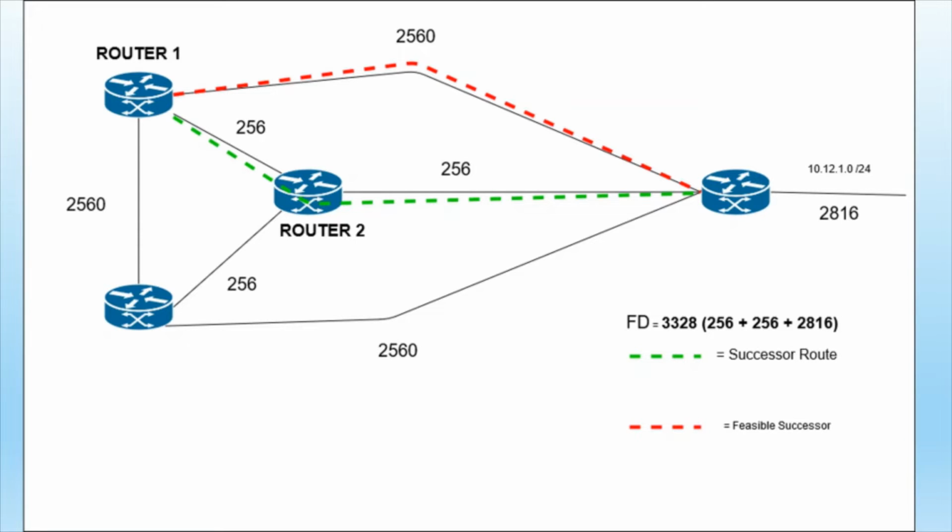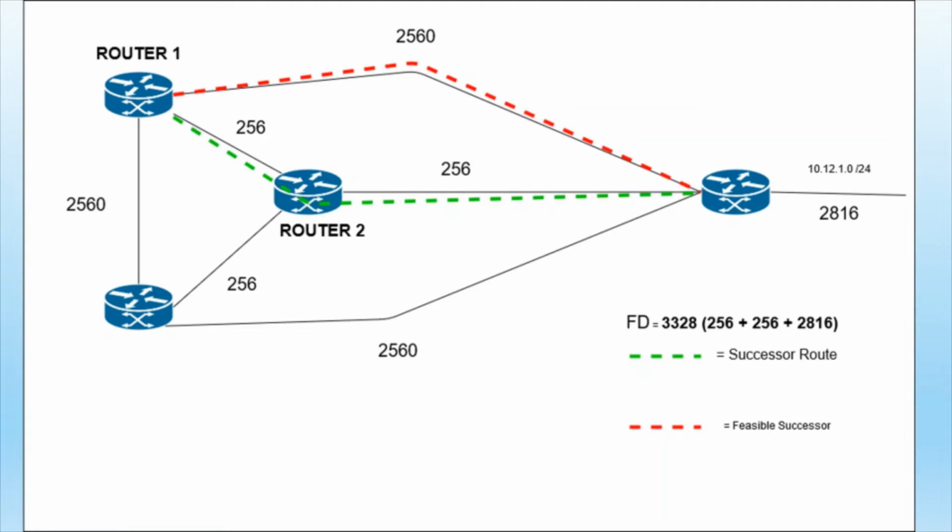We know that the feasible distance for router 1 to reach our target network 10.12.1.0/24 is 3328. We know that the reported distance for our feasible successor route would be 2816 because that's the only other metric along the path. If we're looking at this top link here, the only other metric to get to this network is 2816. So when this router here, the final router in the line that I didn't label, it's going to advertise to router 1, router 1 is going to receive a reported distance of 2816.